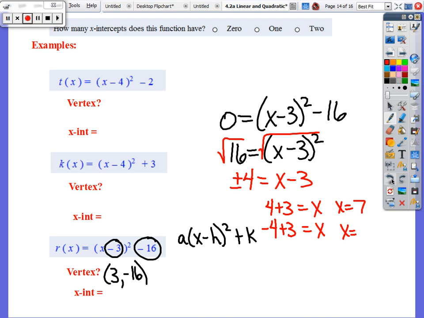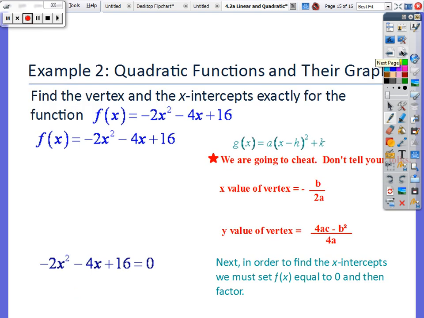Now let's just move forward. Quadratic functions and their graphs. Find the vertex and the x-intercepts exactly for the function. Okay, so notice this one is not in vertex form. Now, you could put it in vertex form. Okay, there it is right there. Or you can cheat. Okay, and it says don't tell your folks. But we're going to cheat a little bit.